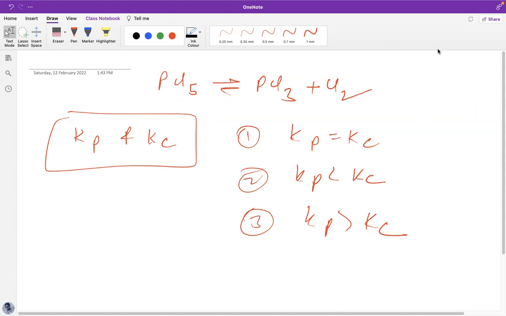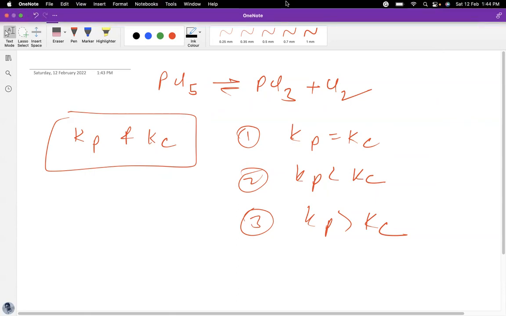Find first of all delta Ng. Then you can define your relationship. You can answer me on Messenger group, or you can answer me directly on Zoom chat.